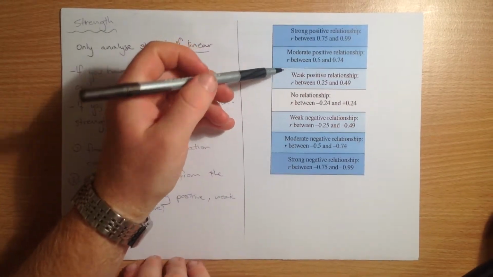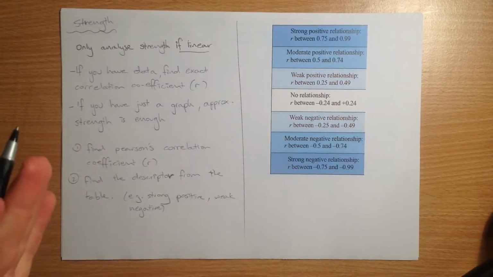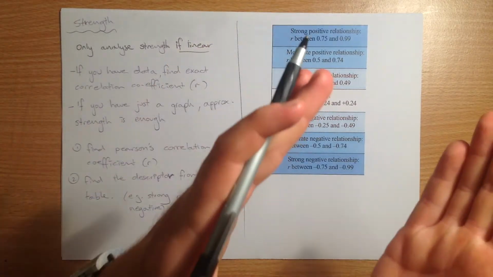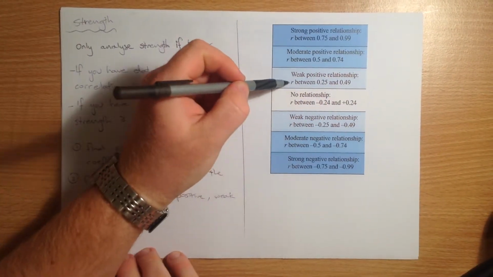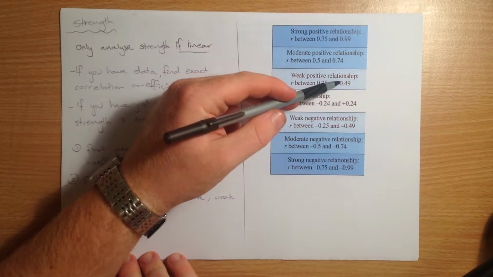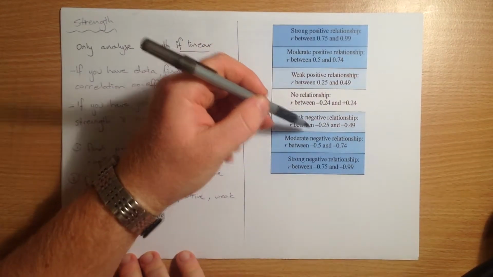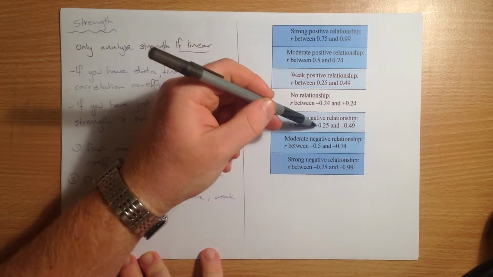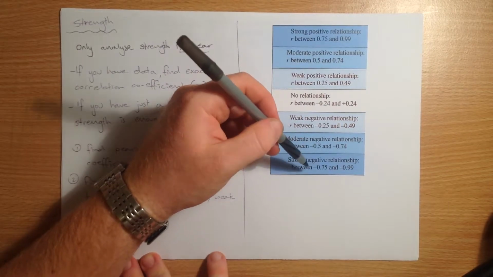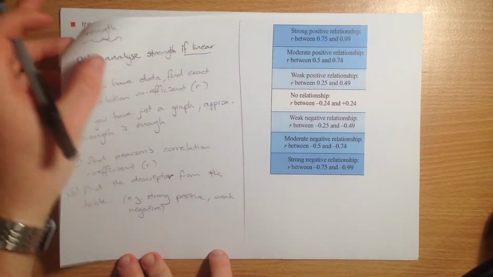So weak positive, really weak, the data's all spanned out, but it's still kind of going in a positive linear direction, so that's when we've got an R value between 0.25 and 0.49. And then when we start going negative, our numbers do the same sort of thing, but they go in the negative direction. So let's look at a few examples together.